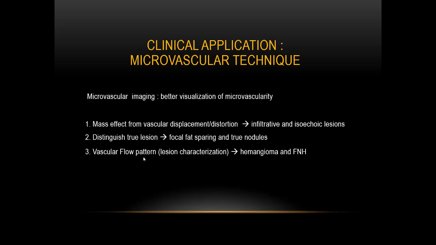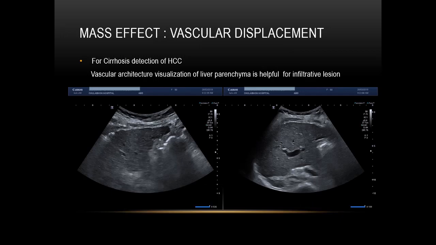In some publications, there are characteristic SMI patterns that could suggest hemangioma and FNH, which I have a case to show you. Let's start with the first case. This is an 80-year-old patient with cirrhosis, coming for HCC surveillance. Given cirrhosis, we have to make sure every single area of the liver has no mass, because the chance of HCC is high.